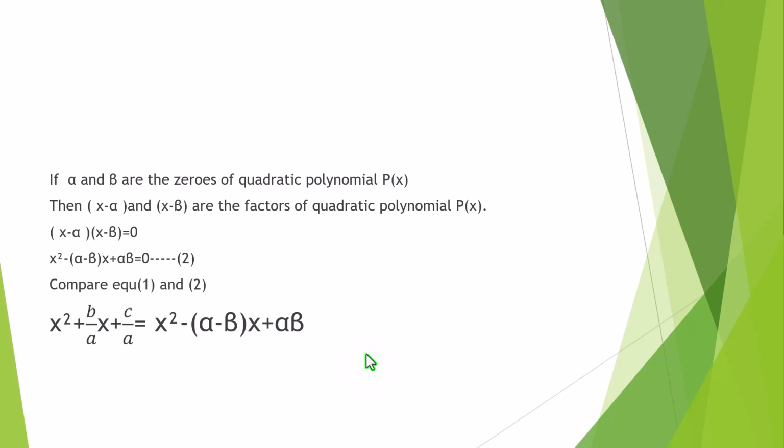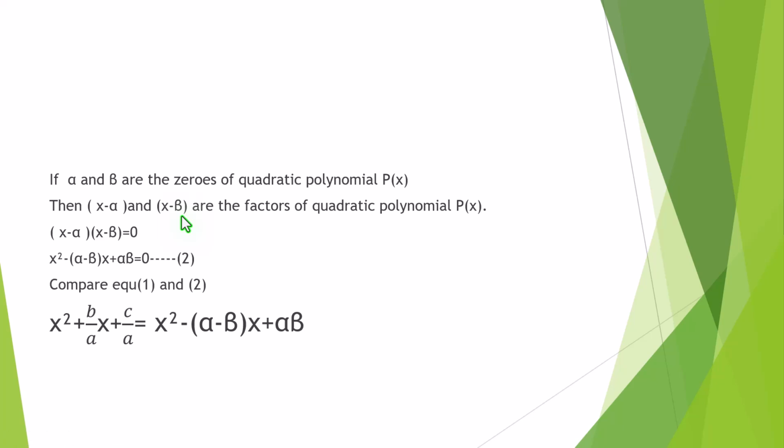If alpha and beta are the zeros of the quadratic polynomial p of x, then if alpha is a zero of the polynomial, x minus alpha is a factor. If beta is a zero of the polynomial, then x minus beta is also a factor. So x minus alpha and x minus beta are the factors of the quadratic polynomial p of x. Both are factors.